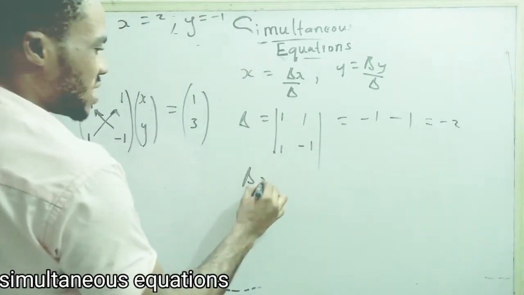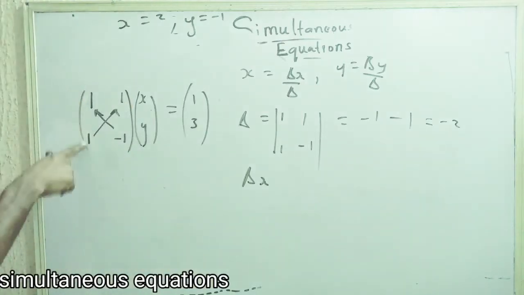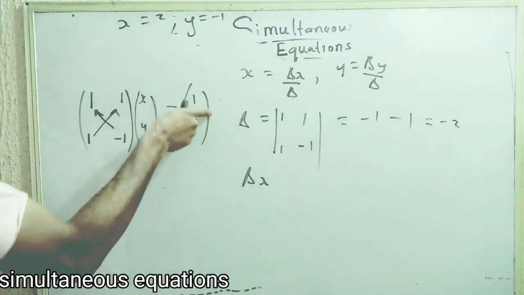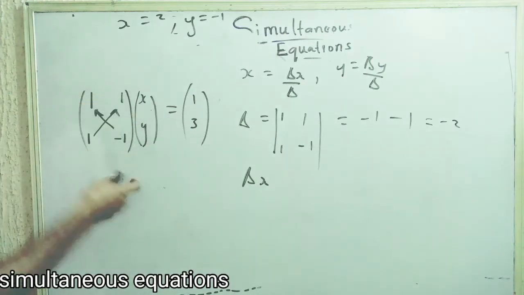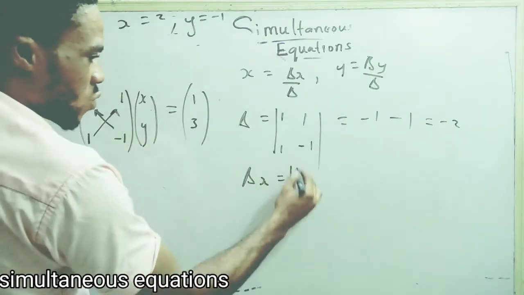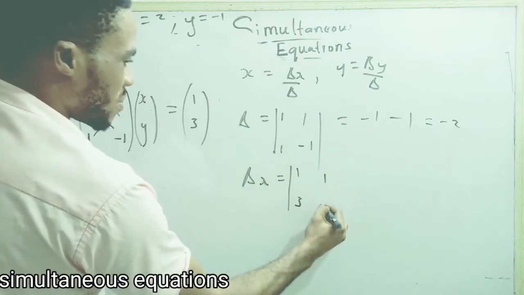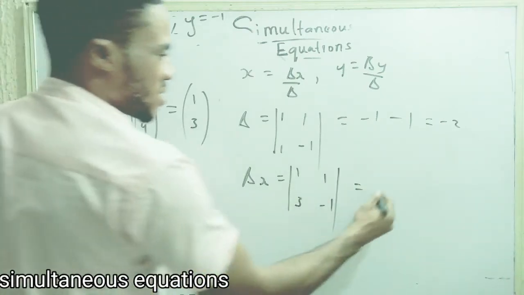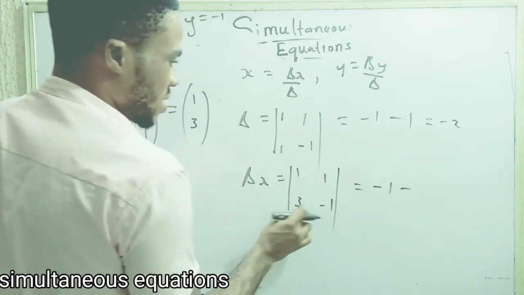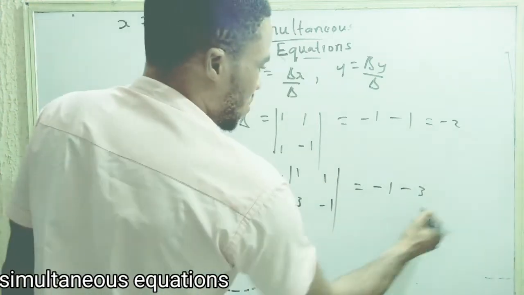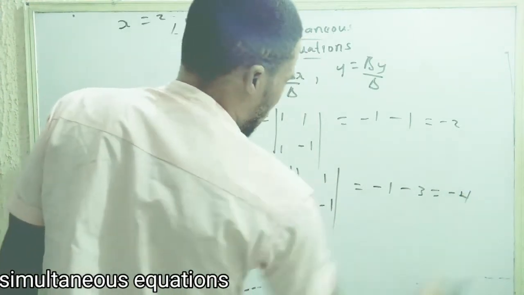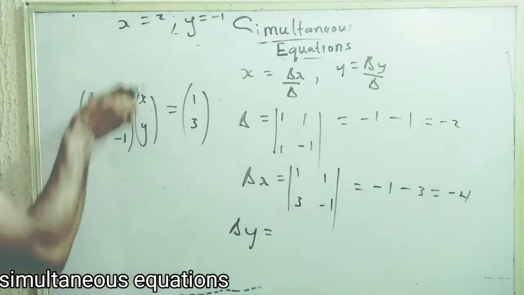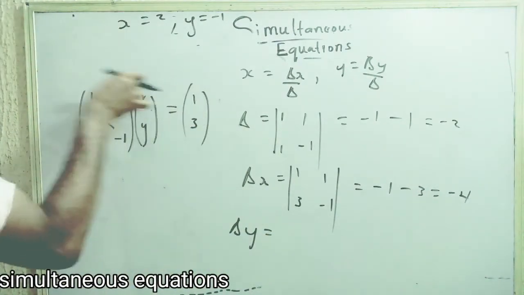Now to get the value of what? The x. You know that these values here, I picked them from what? The coefficient of x. Use this number here, replace it, and keep this one constant. So I'm going to have 1, 1, 3, minus 1. So I'll do the same thing again. This times this is minus 1. Minus this times this is what? 3. So minus 1 minus 3 is what? Minus what? 4.